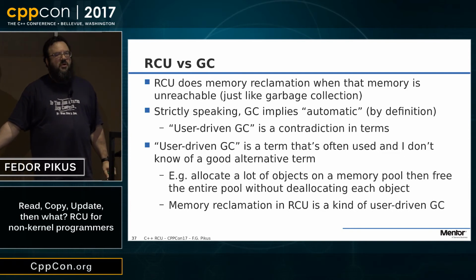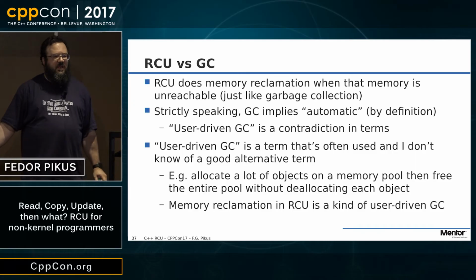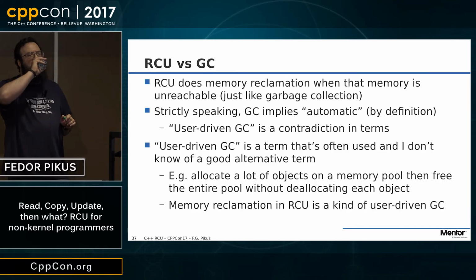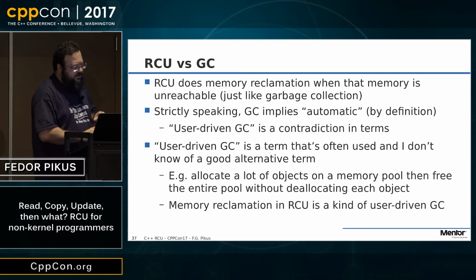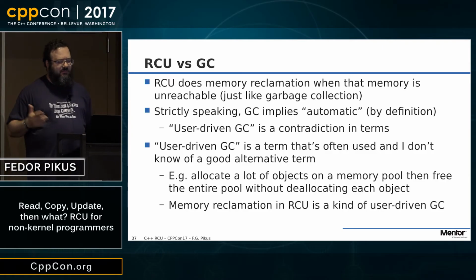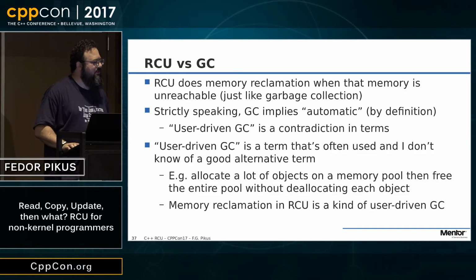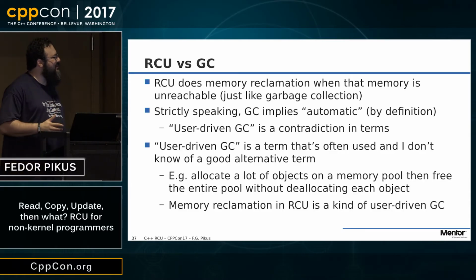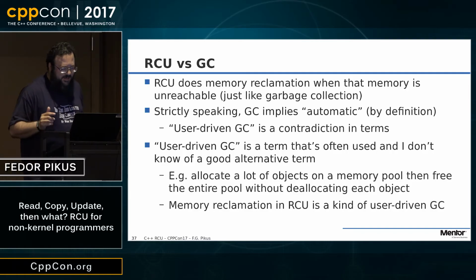I don't know a better term than user-driven GC, even though it's kind of like saying round square. If anybody knows the correct term for a reclamation that is triggered by user action, let me know. I think some papers use compaction. Not exactly the same, but anyway, come offline and talk to me. So the memory reclamation in RCU is kind of like user-driven garbage collection. There will be a user event that would trigger the reclamation.